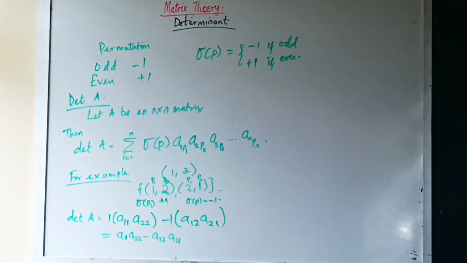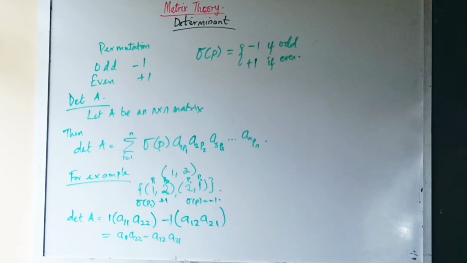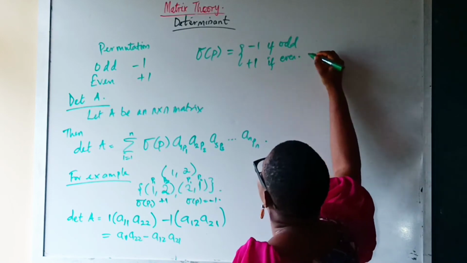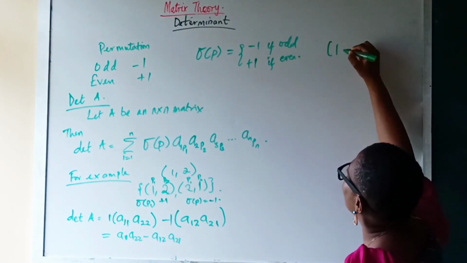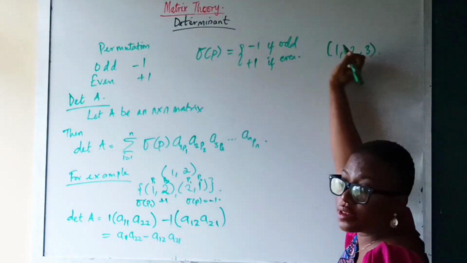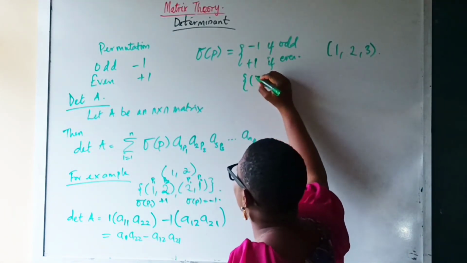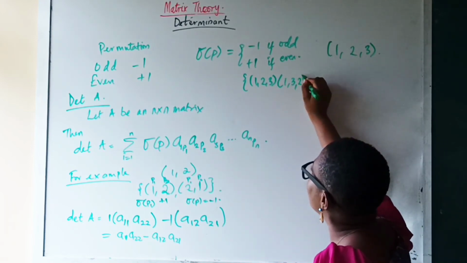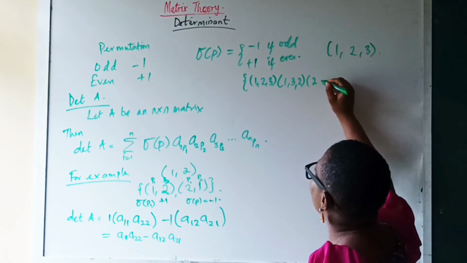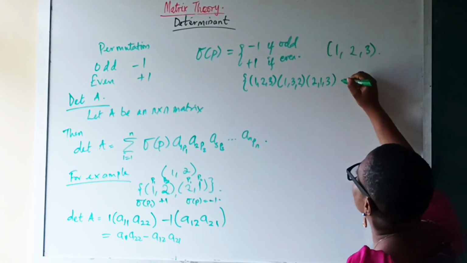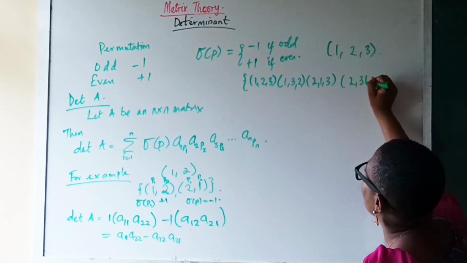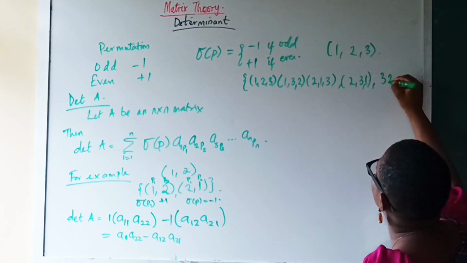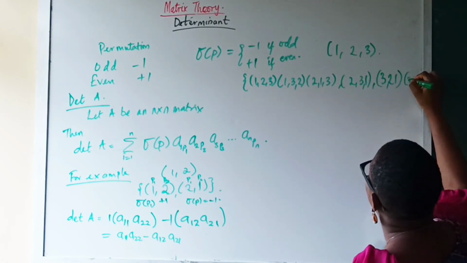We can do it for bigger ones, for 3 by 3 matrix, or 4 by 4, or even 100 by 100. You just need to know the number of permutations. So for 3 by 3, we have 1, 2, 3. And we've already permuted, we did it before. We said 1, 2, 3; 1, 3, 2; 2, 1, 3; 2, 3, 1, right? Then 3, 2, 1; and 3, 1, 2.